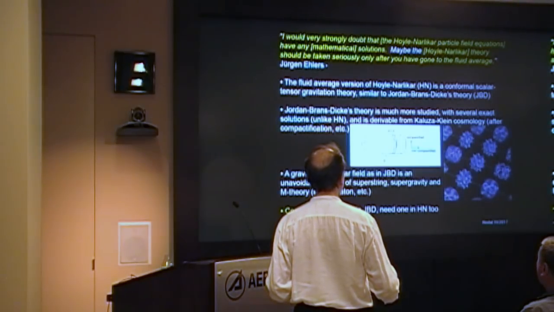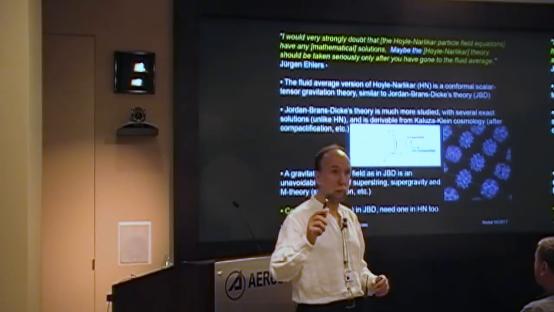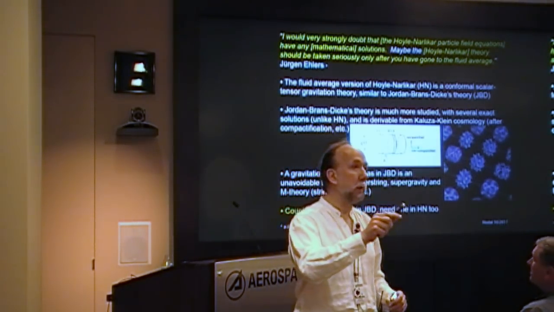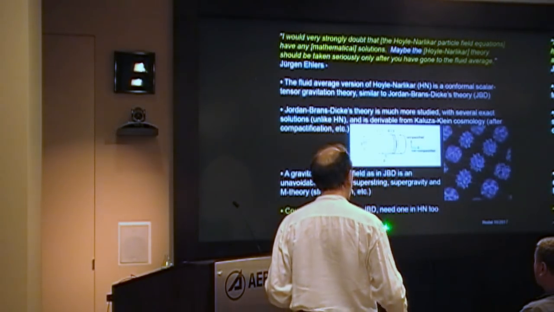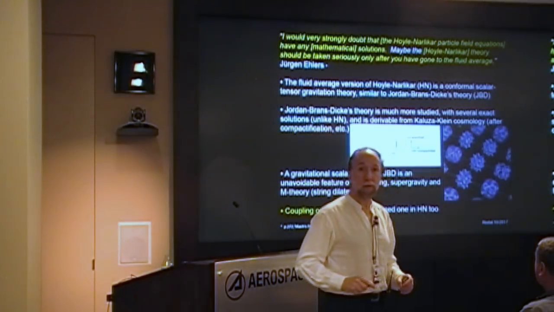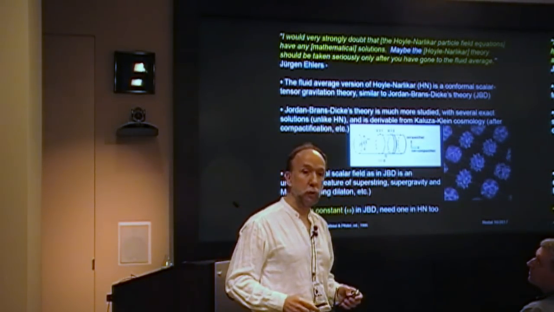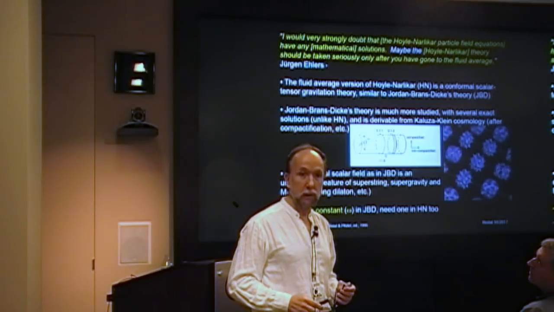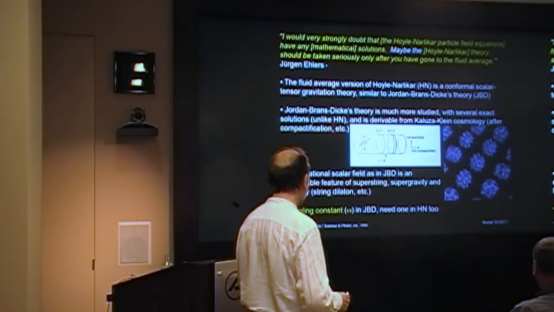The important thing is that in the Jordan-Brans-Dicke theory, there's a coupling constant that I'm going to be talking about later on that is responsible for the experiments being much more than what one would predict. And in Hoyle-Narlikar, this coupling constant is not there, and there should be one. In any case, the Hoyle-Narlikar fluid version theory is a scalar tensor theory that is contained within Jordan's theory anyway.